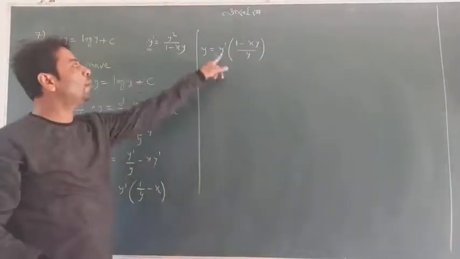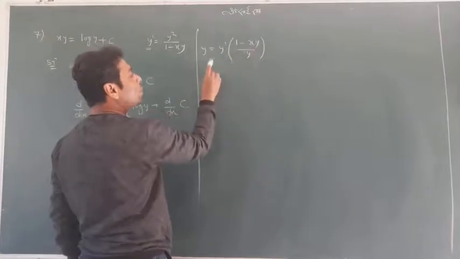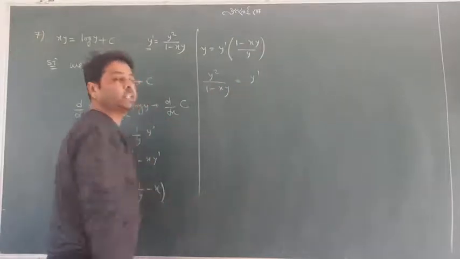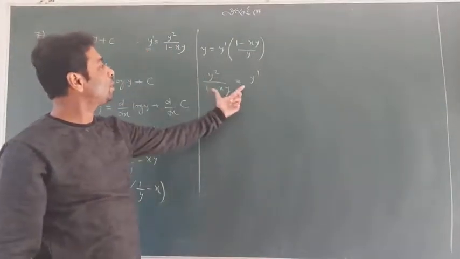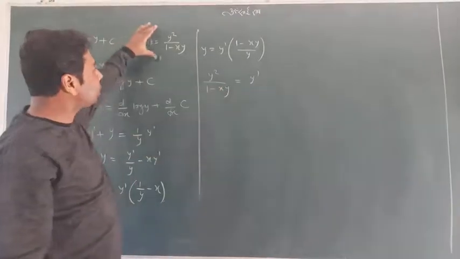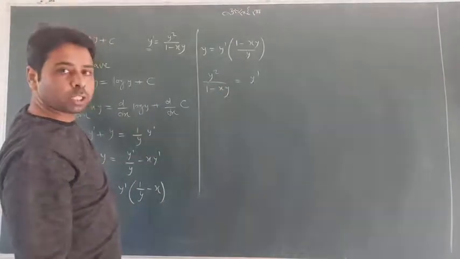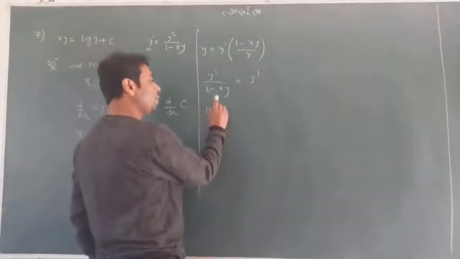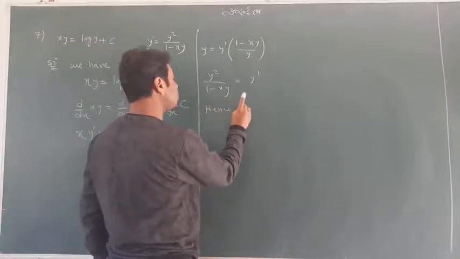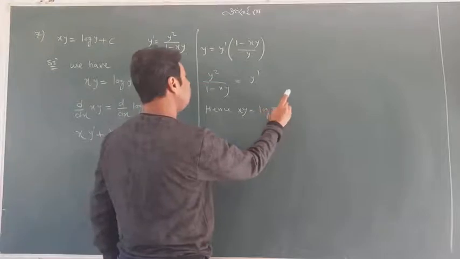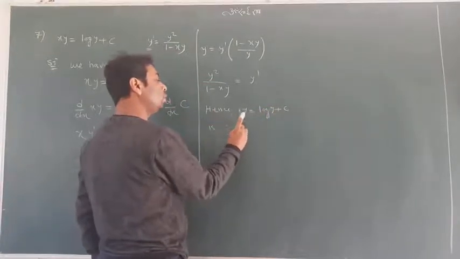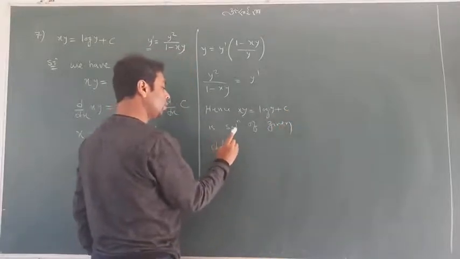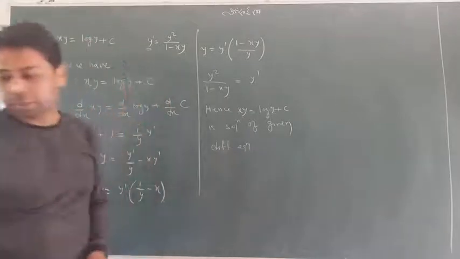And I want to make y' alone. So I transfer y by cross multiplication as well as 1 - xy as a cross multiplication, equal to the remaining y' only, and we have got the direct answer. So it means that we are getting the differential equation from the given equation. So this is a solution of this differential equation. We will write ultimately, hence xy = log y + c is a solution of the given differential equation. And that is the method. So I hope you have got it.